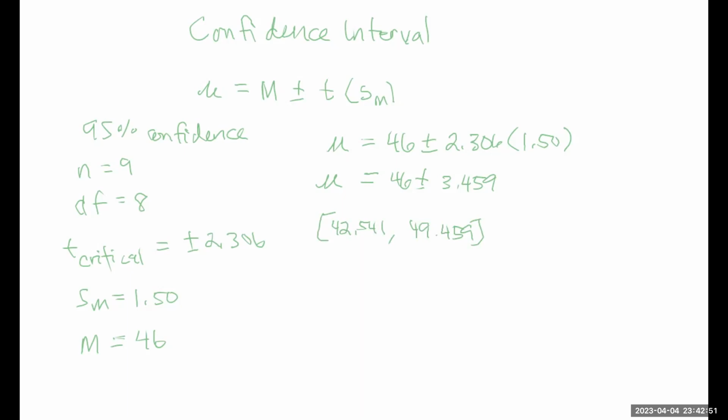It's going to fall somewhere between those two values. I'm 95% confident in that. And so that's what a confidence interval means. I'm confident that my population mean is going to fall somewhere in there. All right.